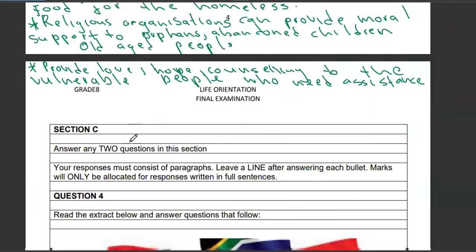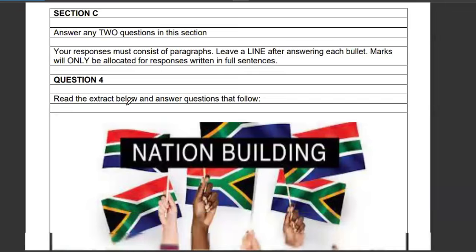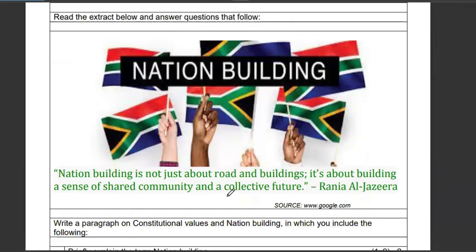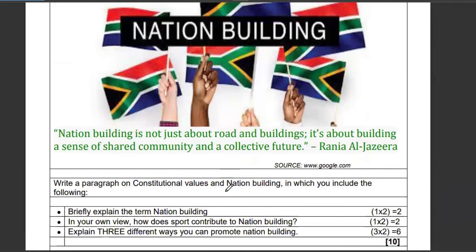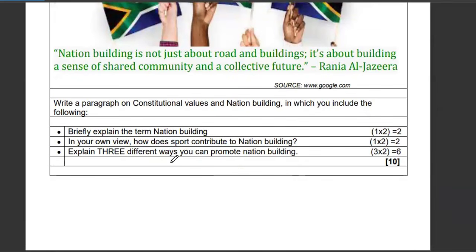Now moving on to section C, answer any 2 questions in this section. Your responses must consist of paragraphs. Leave a line after answering each bullet. Marks will only be allocated for responses written in full sentences. So question 4, read the extracts below and answer the questions that follow. Nation building is not just about roads and buildings. It's building a sense of shared community and collective future. That's according to Rania Al Jazeera. So write a paragraph on constitutional values and nation building in which you include the following.